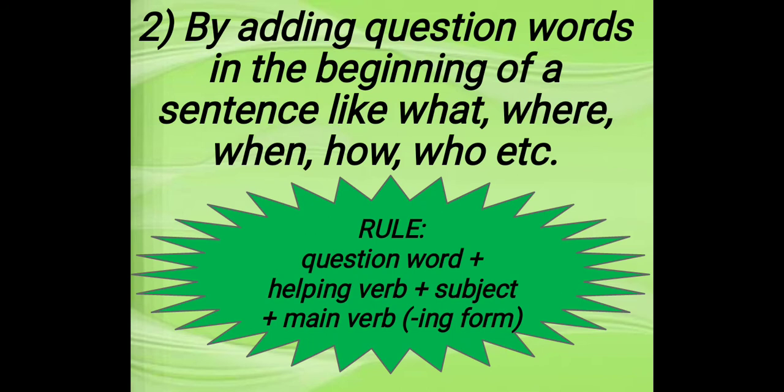Second is by adding question words in the beginning of a sentence like what, where, when, how, who, etc. And its rule is question word plus helping verb plus subject plus main verb, and we are going to use ing form of the verb.